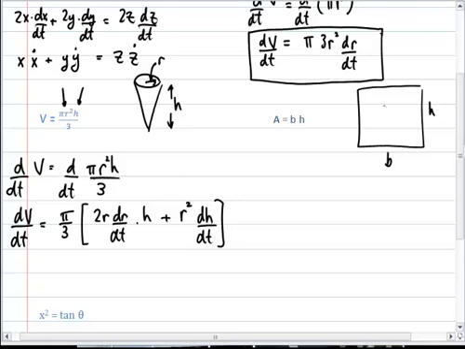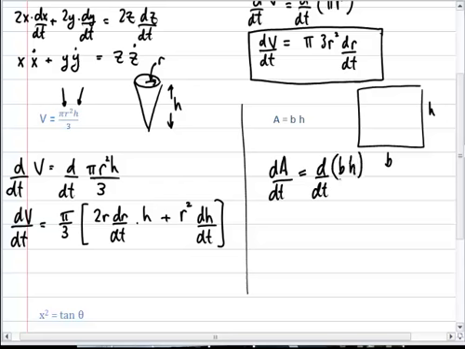So now we have an area of a rectangle. We know the area is base times height. So to find the area of the rectangle, we want to take the time-based derivative of both sides. So remember, in this case, base and height are going to be changing simultaneously. So we want to make sure we also consider a product rule. I'm going to pause the video, and I want you to try finding the time-based derivative of this product.